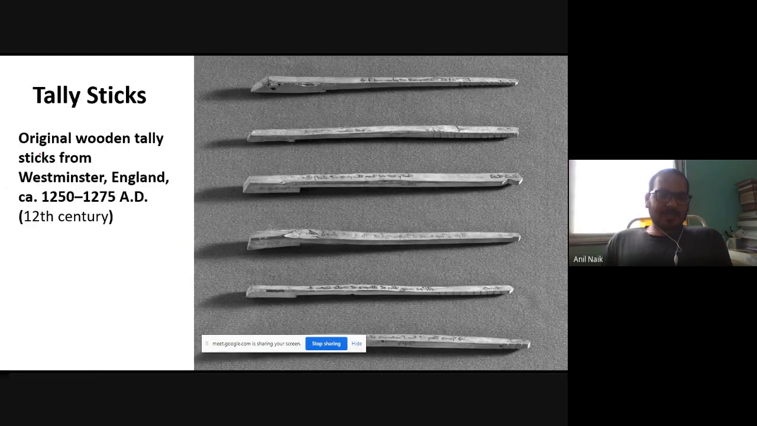Then tally sticks. In the 12th century, people used tally sticks like this. So some shape is there here. Tally sticks were used, and you can see here there are some marks on the sticks. Tally sticks, wooden sticks. Here also some design is there. So original wooden tally sticks, Westminster, England. So in England, people used this in the 12th century. So people used such types of sticks.